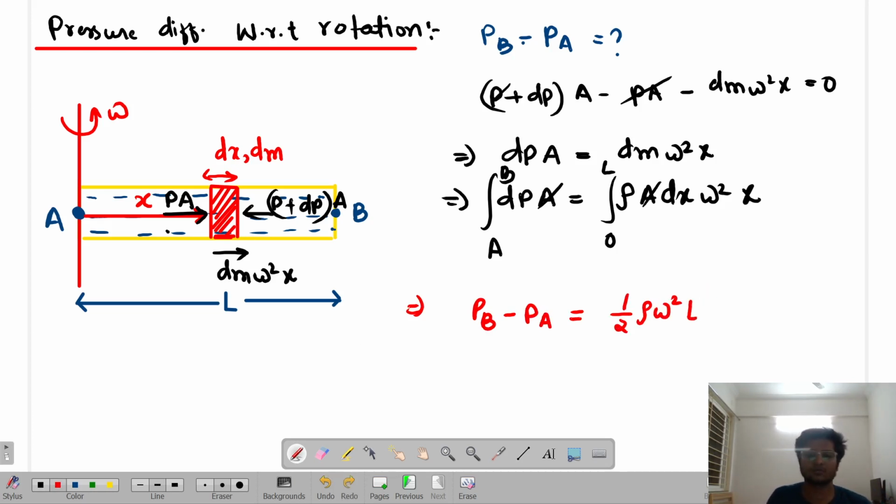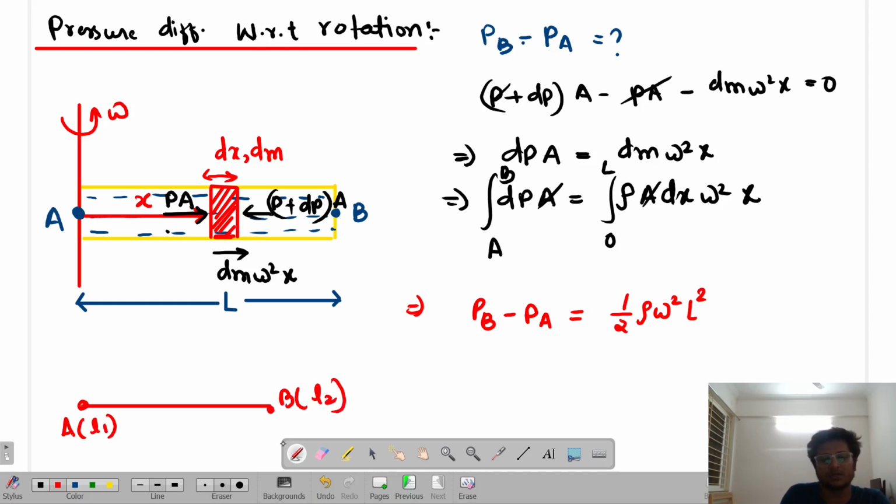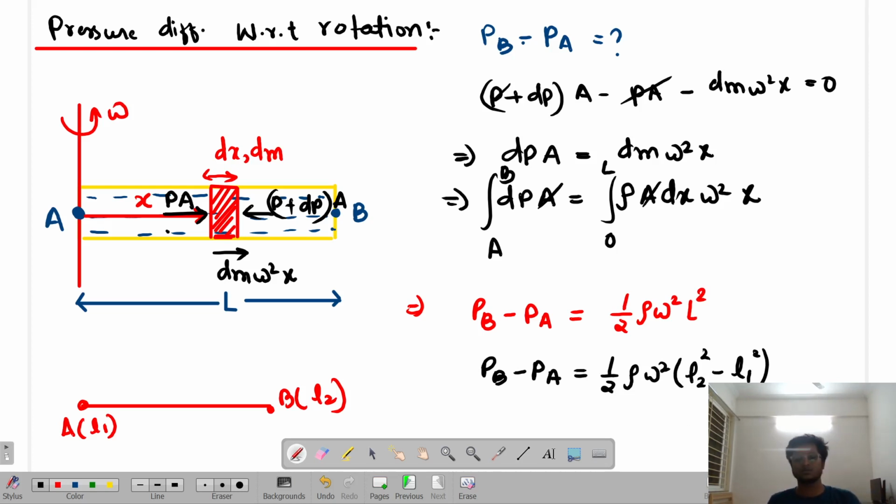Right? Now suppose, between two points, this A is present at coordinate L1 and this B is present at coordinate L2. Where is it present? L2. Then PB minus PA is nothing but half rho omega square (L2 square minus L1 square). Is that clear or not?